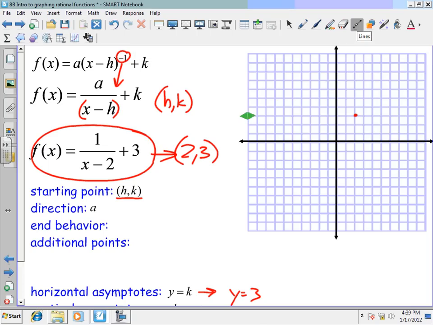So I'm going to draw a dashed line right here and a dashed line right here. Okay, and again, let's label them. y is equal to 3, and x is equal to 2. So that's my horizontal and vertical asymptotes.